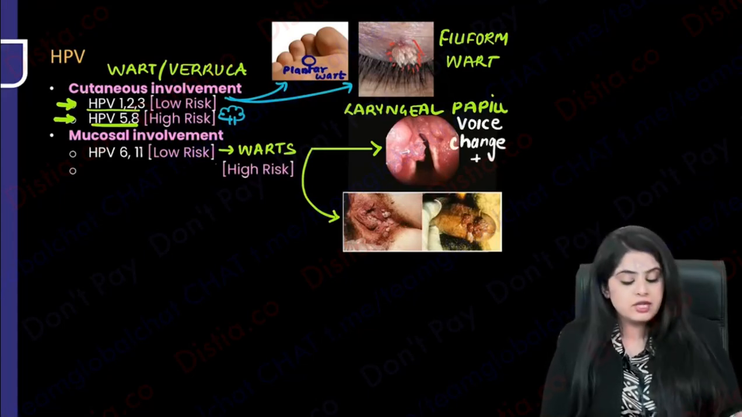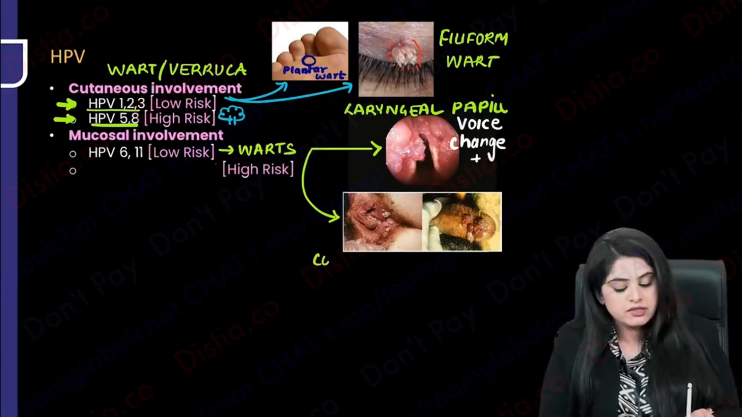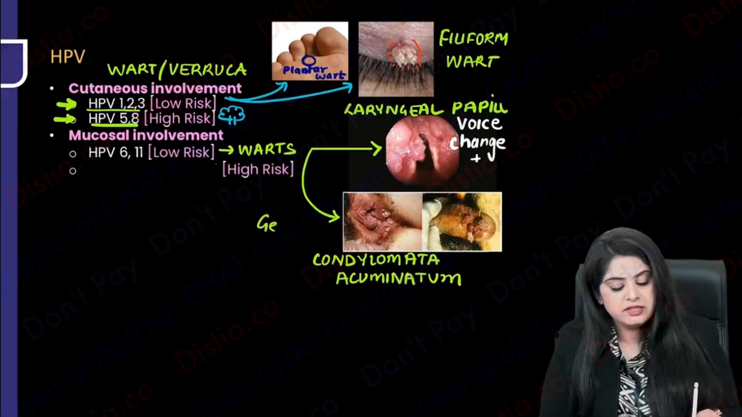What else? I can see genital. Of course, there is genital. What is that known as? What is the clinical term of genital warts? Condylomata acuminatum. Condylomata acuminatum is what you are seeing in the form of genital warts, right?